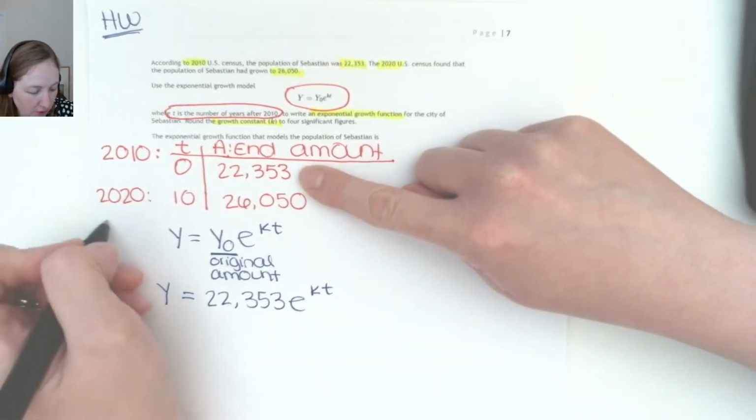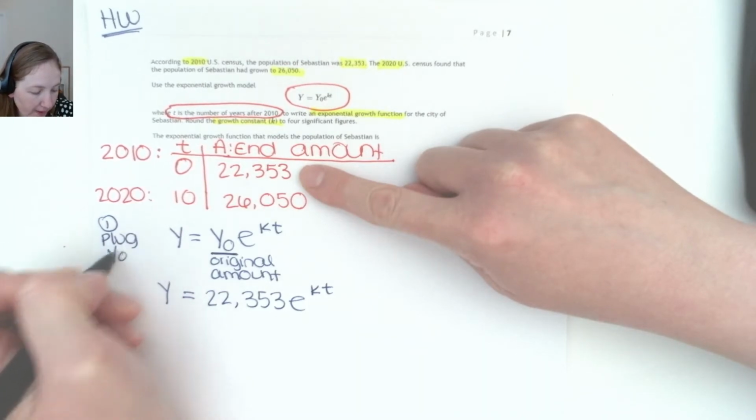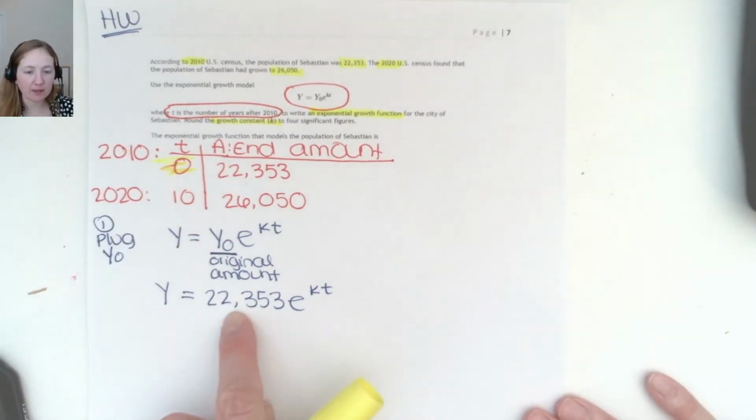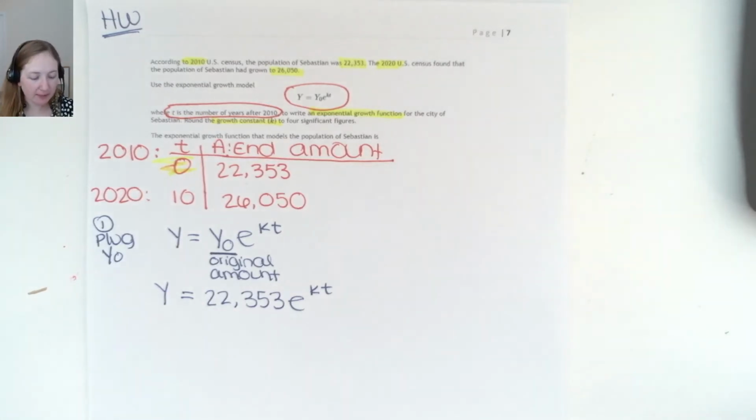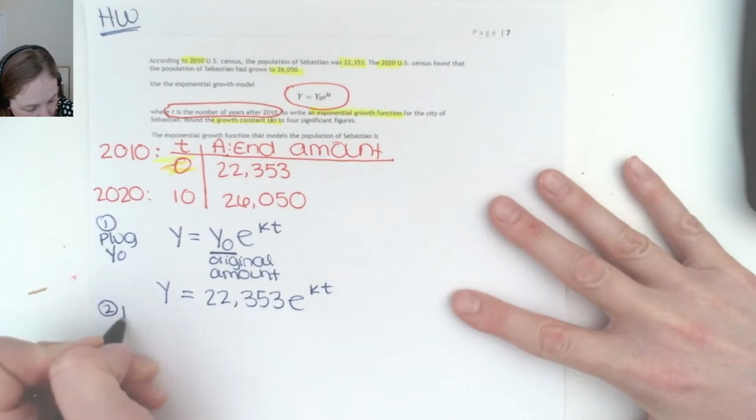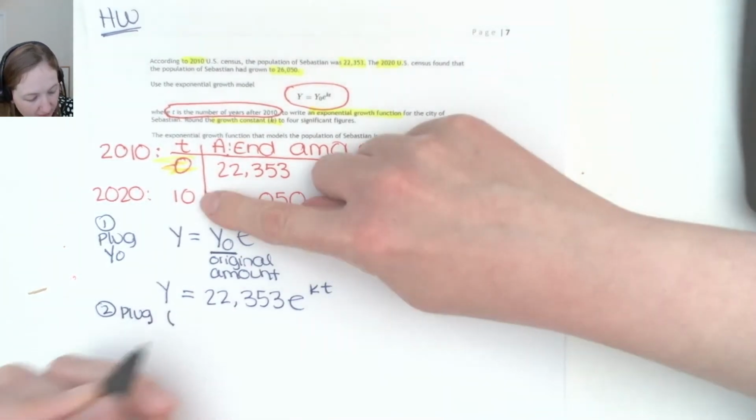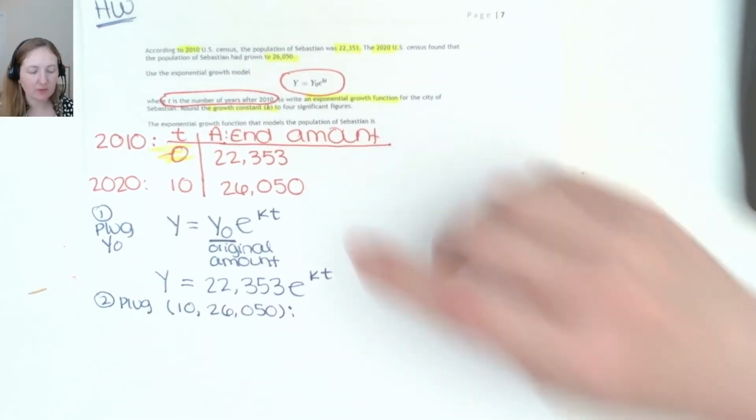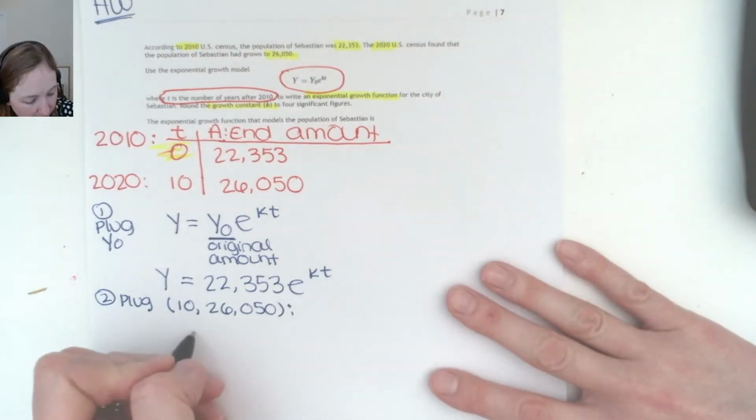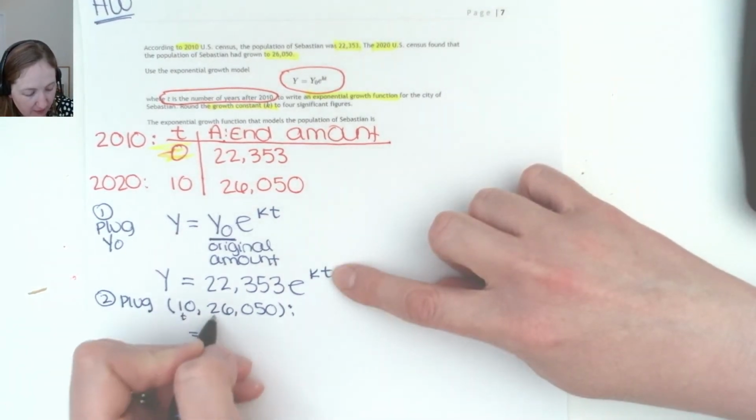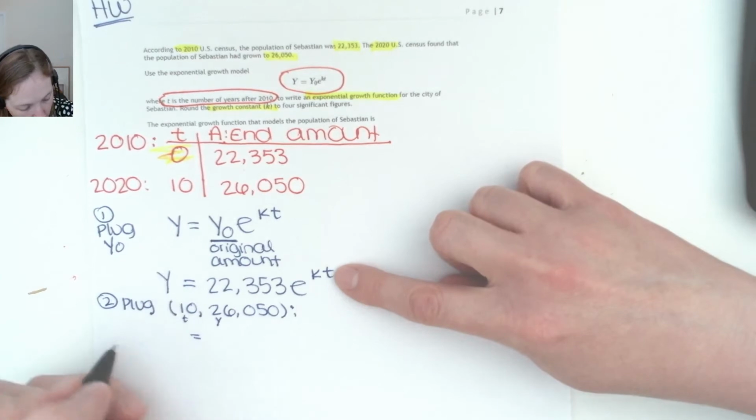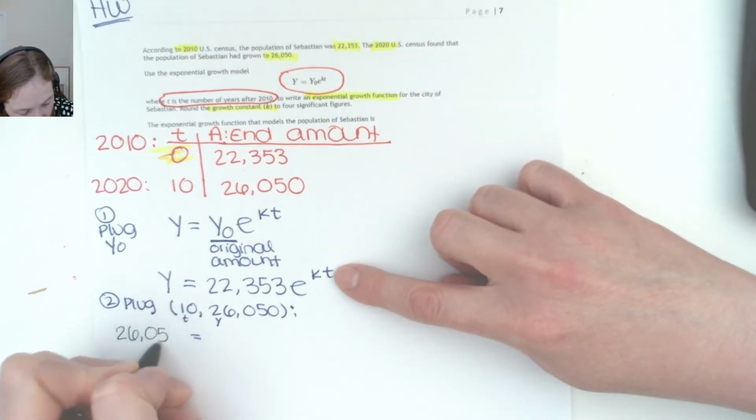The first thing we're going to do is plug in the y naught, and remember, that is your original amount. At time equal to 0, at the very beginning, what was it? That is your y naught value. The second step is to plug in the point 10 comma 26,050. Remember, this is the T, this is the output Y. So when time is equal to 10, Y is 26,050.